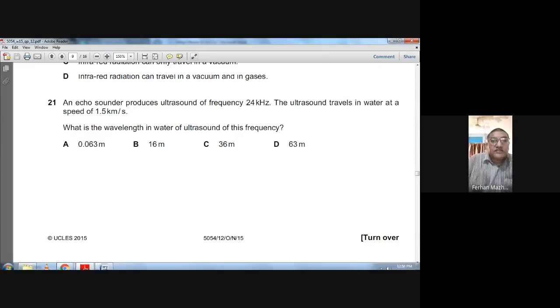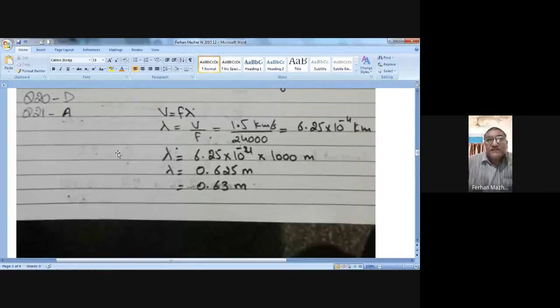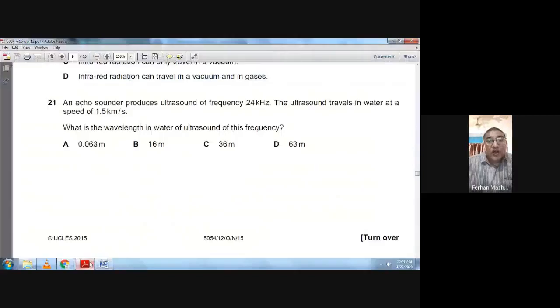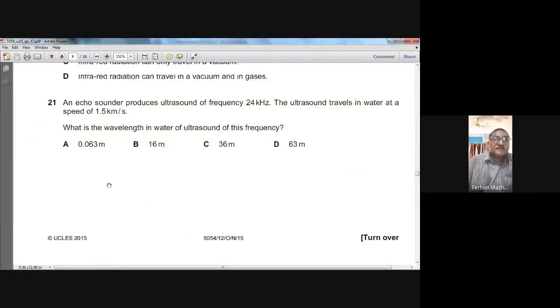So you know the famous wave equation, v equals f lambda. So lambda, which is wavelength, equals v divided by f. So we will have 1.5 kilometer per second divided by 24,000 hertz. The answer will be 6.25 × 10^-4 kilometer. To convert the kilometer into meter, we multiply it by 1,000. The answer is 0.625 meter, which is approximately 0.63 meter. So the answer is option A, 0.63 meter. Question number 21, the answer is option A. I hope you understand.